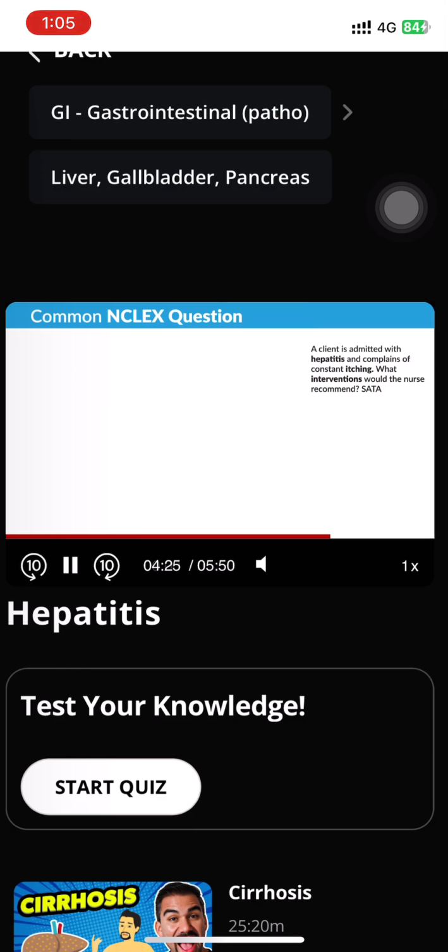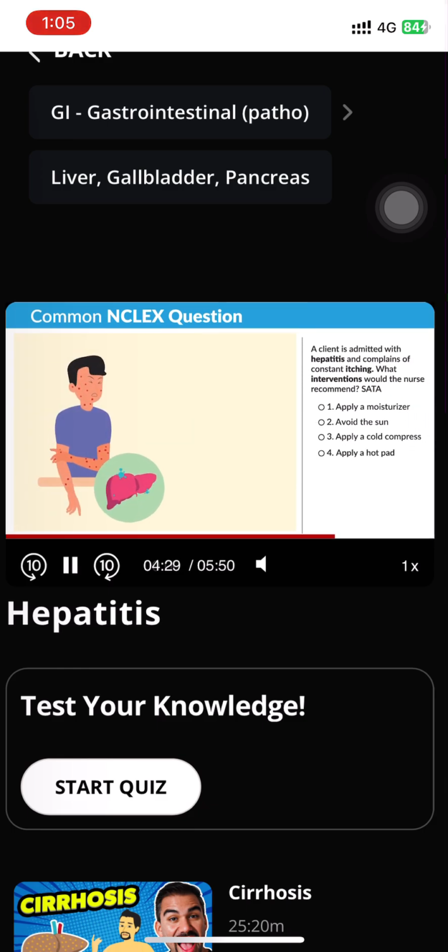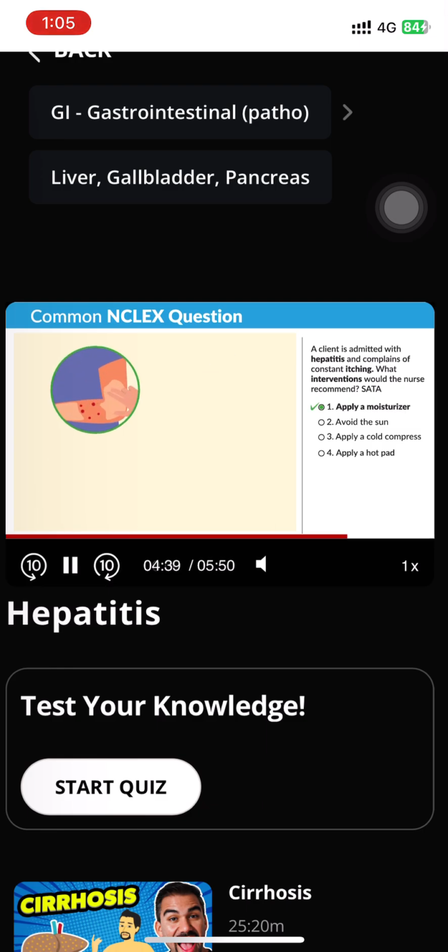Now, for a top missed NCLEX question about hepatitis. A client is admitted with hepatitis and complains of constant itching. Which intervention would the nurse recommend? So, option 1, applying a moisturizer. Option 2, avoiding the sun.